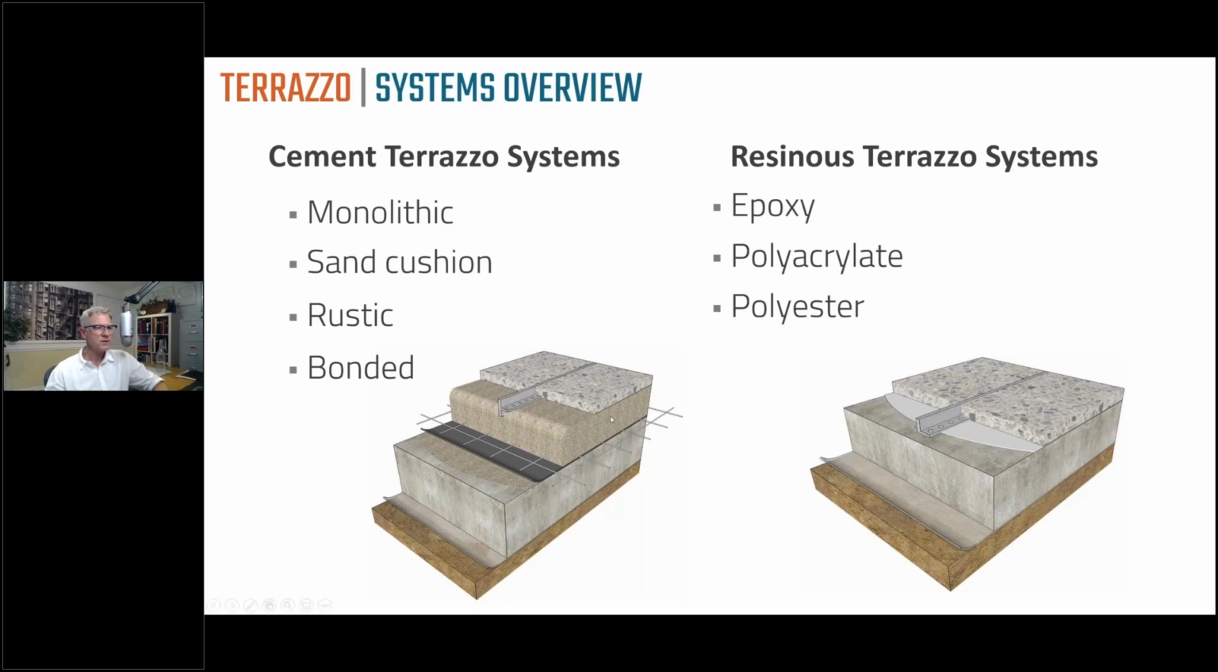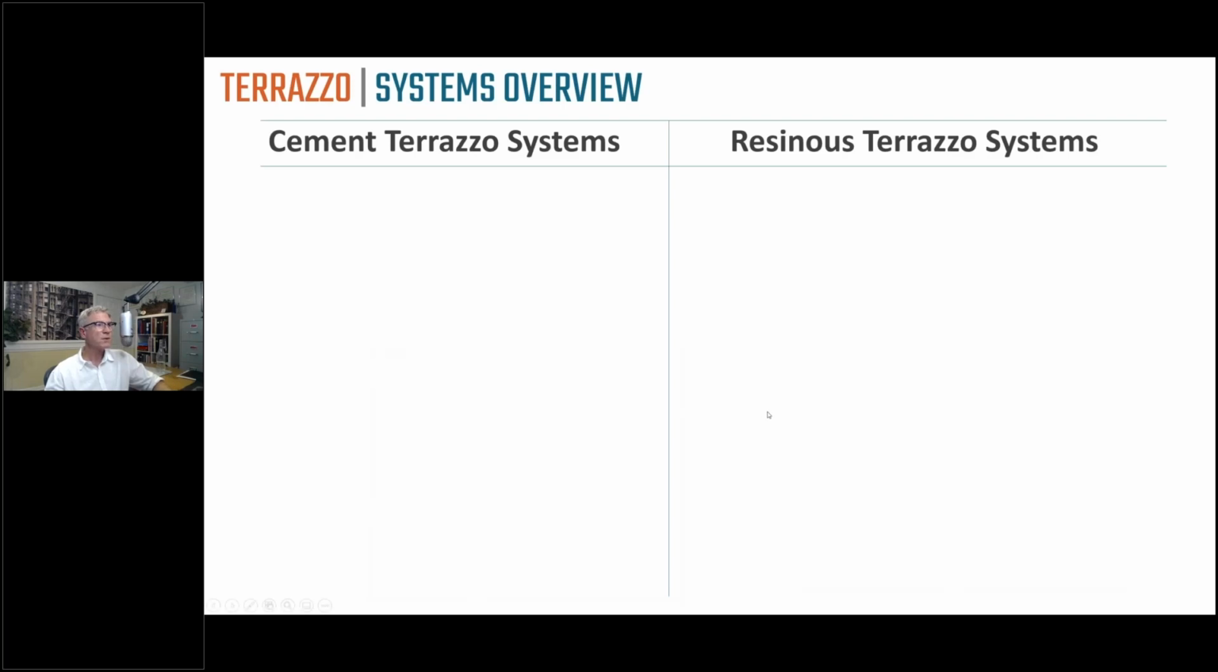Note that the cement systems are typically a lot thicker if you count the sand and cement setting bed versus the epoxy. The primary benefit of epoxy is you're able to get a roughly 3/8 inch thin profile for your terrazzo topping. So let's dig a little deeper and talk about the cement versus resinous.